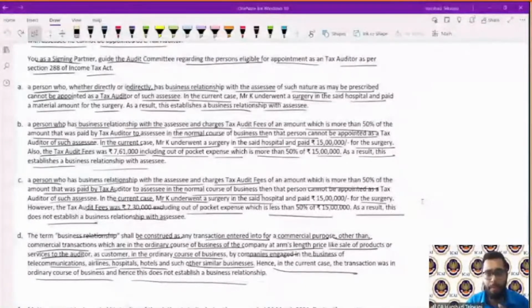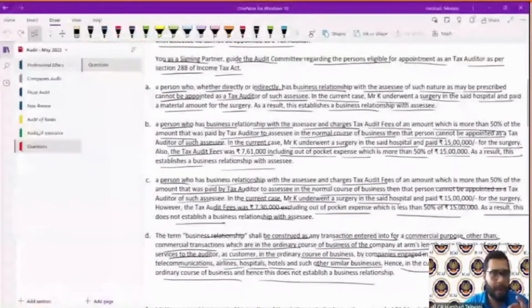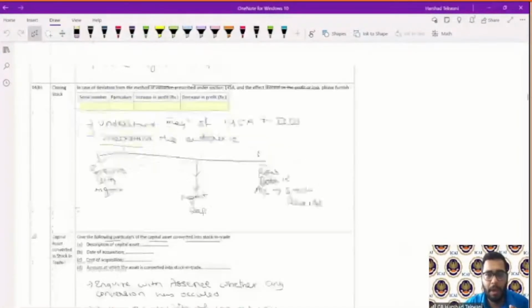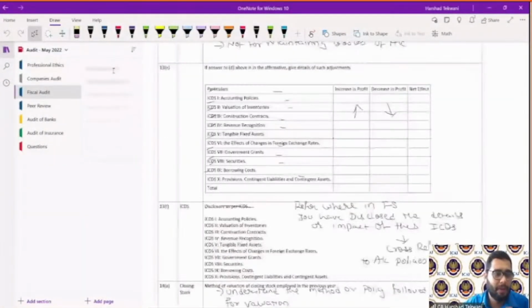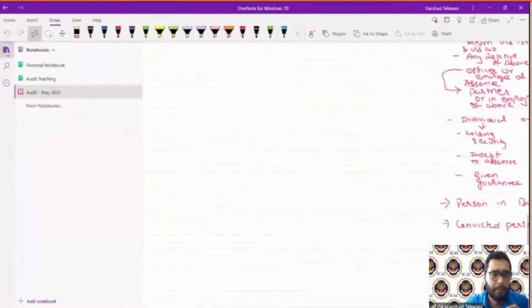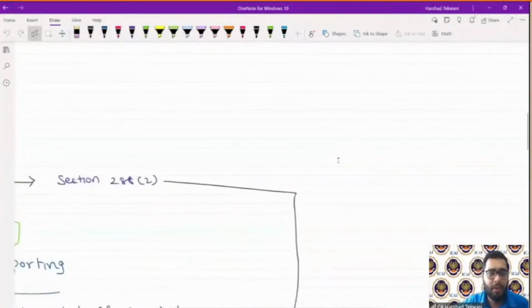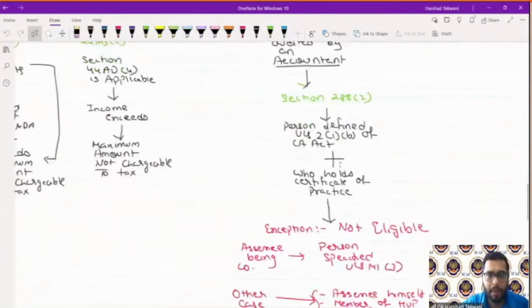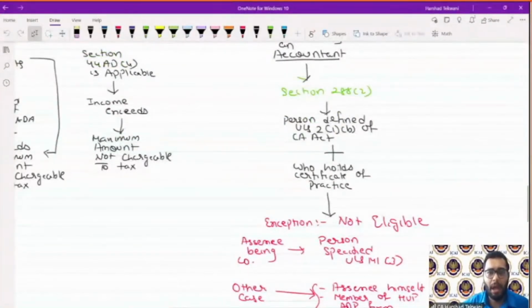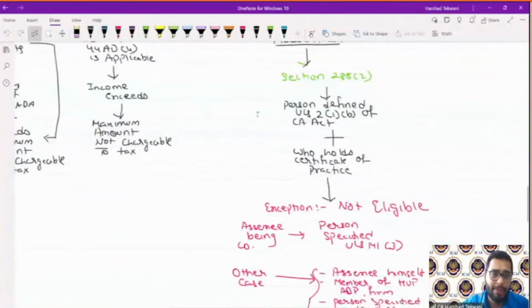Okay. Now, what the provision says over here is about the definition of the accountant that we have already discussed. Now, I'll again go to the concept. What is the definition of accountant that we discussed in the past lecture? Section 288(2) defines accountant. Who is accountant? A person defined under section 21B of Chartered Accountant Act, who holds certificate of practice. But there were certain exceptions which were provided, because of which the person becomes ineligible to be appointed as an accountant. Which are those exceptions?